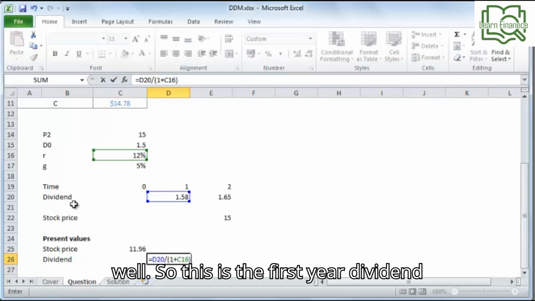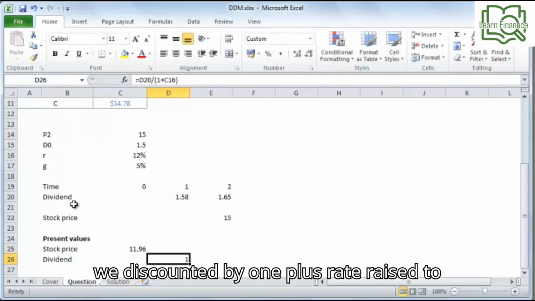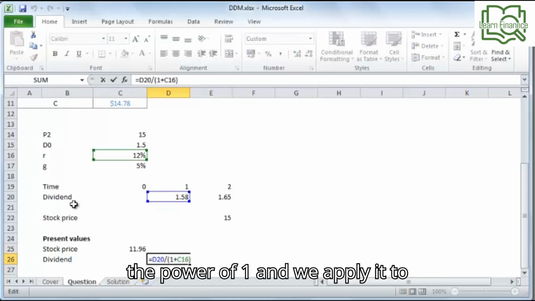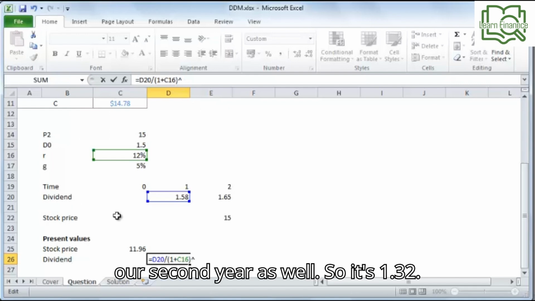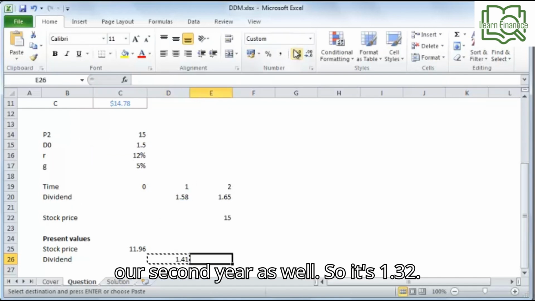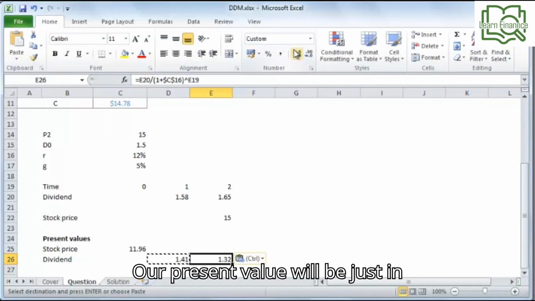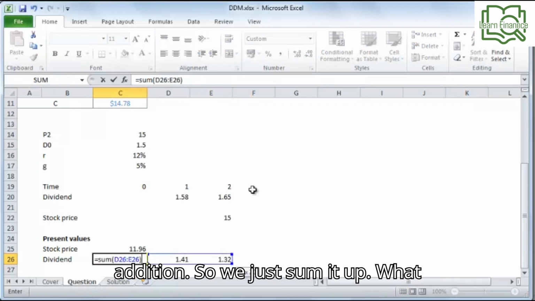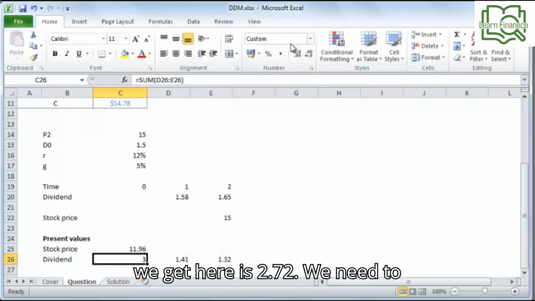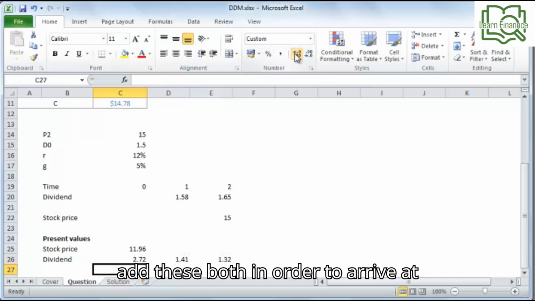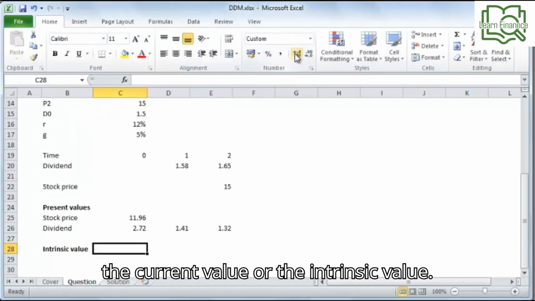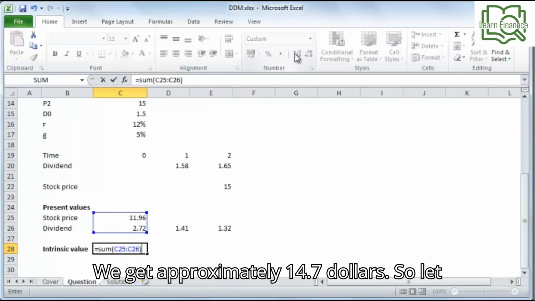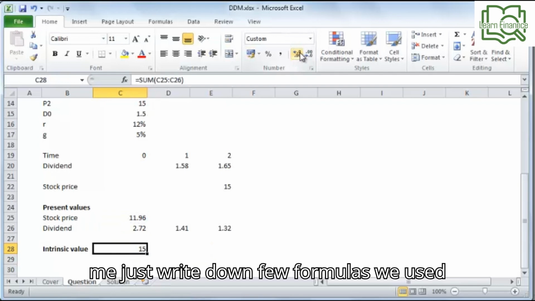So this is the first year dividend, we discounted by 1 plus rate, raised to the power of 1. And we apply it to our second year as well, so it's 1.32. Our present value will be just an addition, so we just sum it up. What we get here is 2.72. We need to add these both in order to arrive at the current value, or the intrinsic value. We get approximately $14.7.